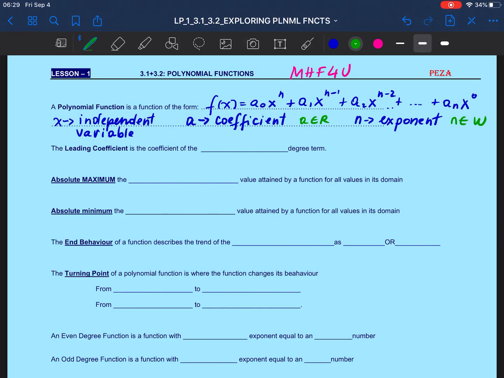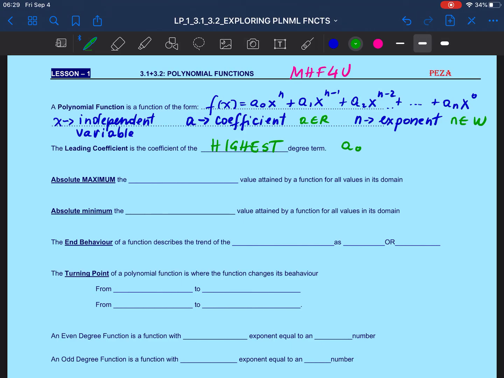If n is a radical or a fraction or a decimal, the function will change its nature, so it won't be called a polynomial function anymore. So the leading coefficient is the coefficient of the highest degree term. In the equation that we wrote at the beginning, that would be the value of a0.